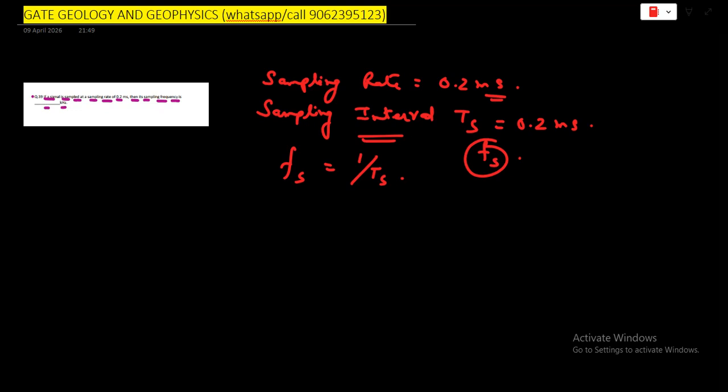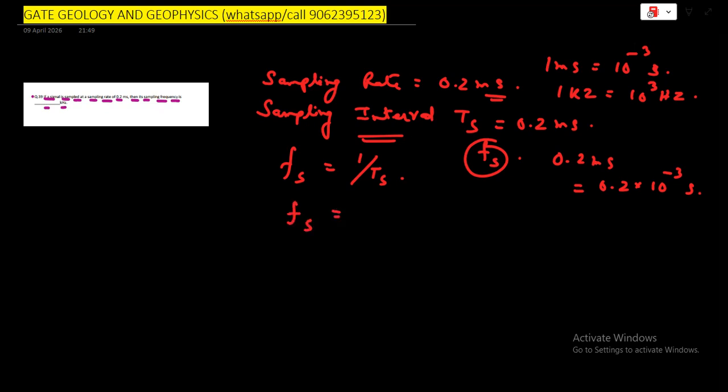That is, 1 millisecond is what? 10 to the power minus 3 seconds. And they want the answer in kilohertz, that is 10 to the power 3, 10 cube hertz. So let's convert 0.2 millisecond to second first. So 0.2 millisecond is what? 0.2 into 10 to the power minus 3 seconds. And now do the calculation.